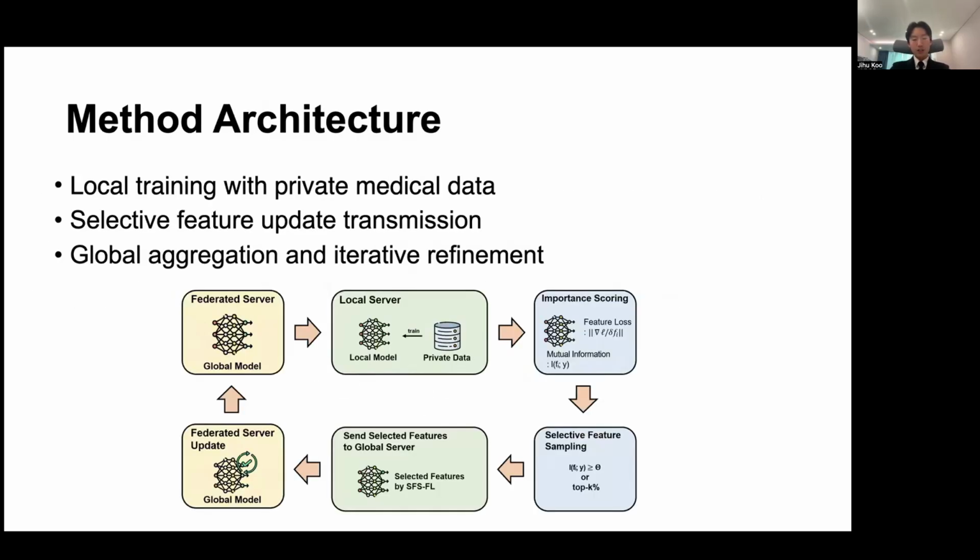This slide illustrates the entire architecture. Clients locally train their model on private data, compute feature importance, and then sample the most relevant features. Only the selected features are sent to the server where aggregation and iterative refinement can occur. This pipeline preserves privacy, reduces bandwidth, and maintains global learning quality even in heterogeneous environments.